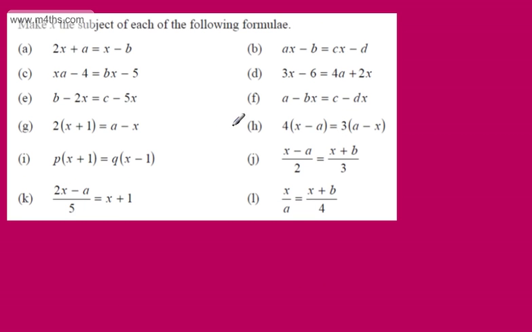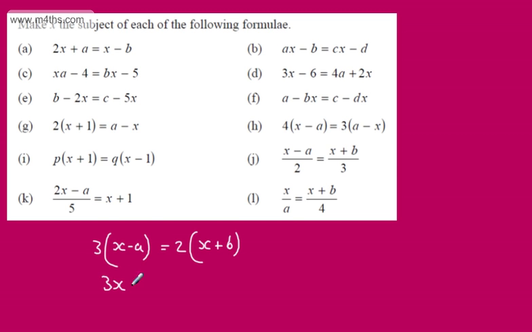Okay, let's look at another one. Let's look at this one right here. What I'm going to do is cross multiply. So at this stage I'm going to multiply both sides by 3, and that will give me 3 lots now of x minus a, and then multiply both sides now by 2. So I'm just cross multiplying. So we have now 3 lots of the quantity x minus a is equal to 2 lots of the quantity x plus b.